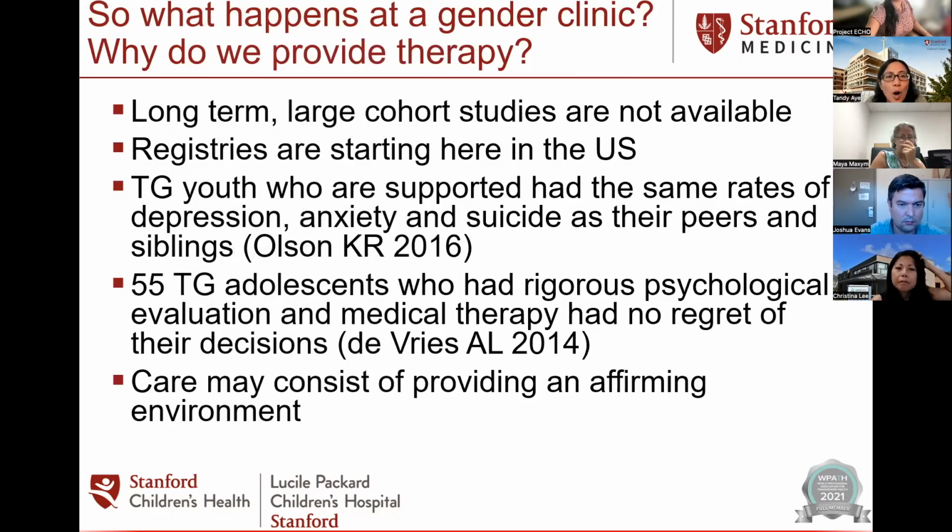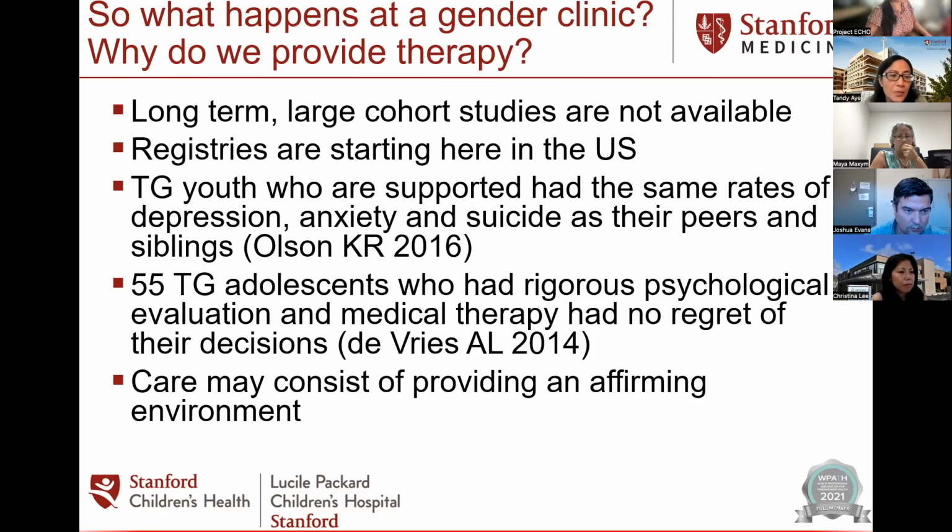And why are we providing the therapy, and what happens? Unfortunately, we don't have a whole lot of long-term large cohort studies right now because most formal gender clinics are only 5 to 6 years old, but registries are starting here in the US. There are some in the Netherlands that are already done. Transgender youth who had been supported have the same rates of depression, anxiety, and suicide as their peers and their siblings, like also done by Dr.